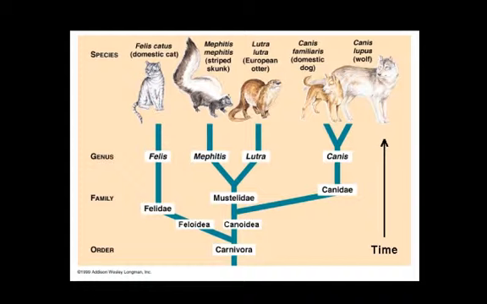All of these organisms are part of the same order, Carnivora, but then they branch off into different families such as the Felidae, the Mustelidae, and the Canidae. And then from there, they go into different genera. For example, when we look at the Canidae, it goes into the genus Canis, and then within Canis we get 2 different species, the domestic dog and the wolf.